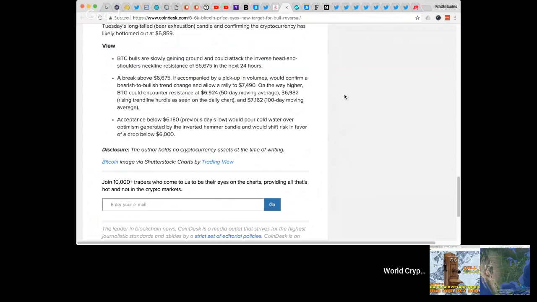Acceptance below 6,180, the previous day's low, would pour cold water over the optimism generated by the inverted hammer candle and would shift risk in favor of a drop below $6,000. So it doesn't sound like we're out of the woods yet. We are still in a potential bear market or a potential bull market.